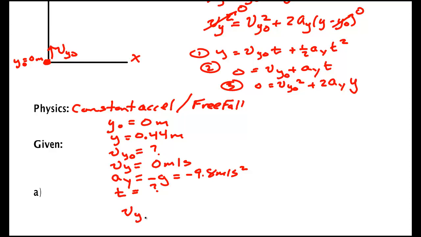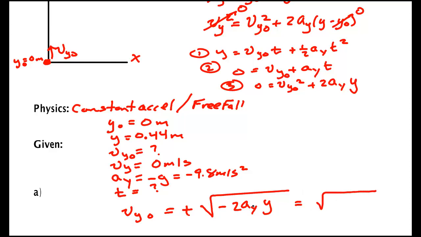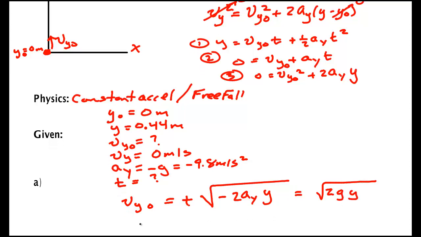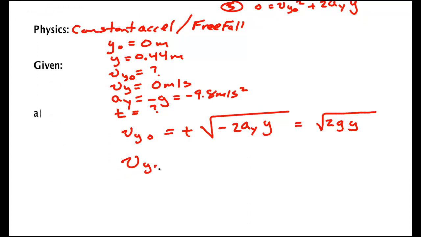So if I do that, Vy naught is the square root of minus 2 ay times Y, and it's a plus or minus root. How do I know which one? It was initially going upward, so it's a plus to find the velocity. This is equal to the square root. ay is minus g. A minus and a minus makes a plus, so 2g times Y. Plugging our numbers in, Vy naught is the square root of 2 times 9.8 meters per second squared times 0.44 meters.